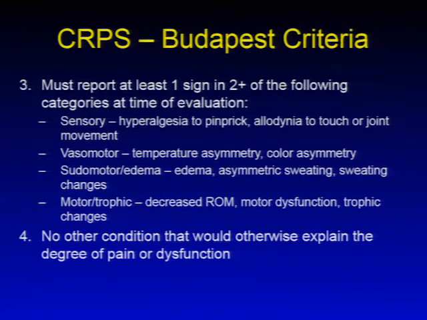Part 3 of appropriate diagnosis of CRPS via the Budapest criteria is the patient must report at least one sign in 2 of the following categories at the time of evaluation. Sensory abnormalities, vasomotor abnormalities, pseudomotor edema abnormalities, and motor trophic abnormalities. Examples of this can include hyperalgesia, allodynia, temperature and color asymmetries, swelling, sweating changes, decreased range of motion, and finally, no other condition that would otherwise explain these symptoms could be the cause of pain or dysfunction.